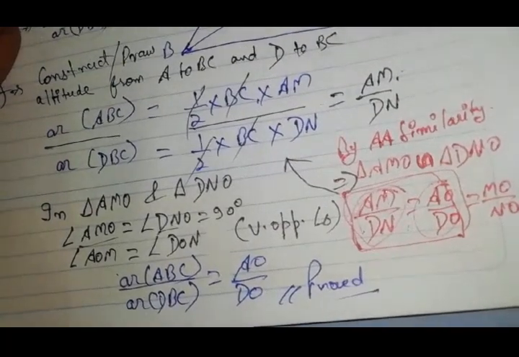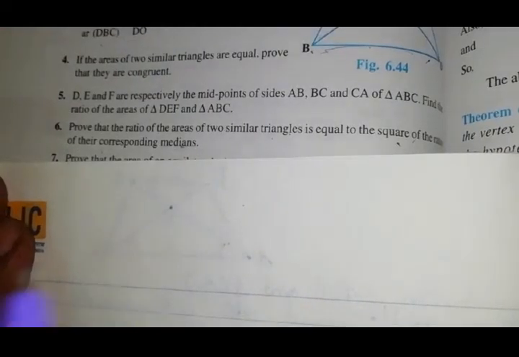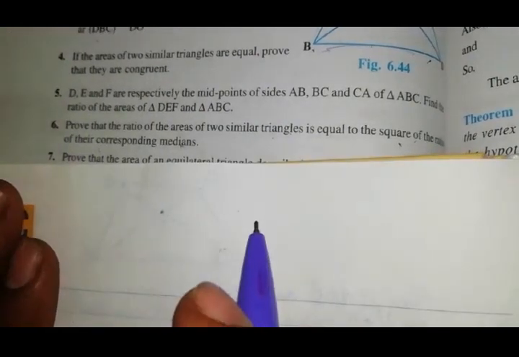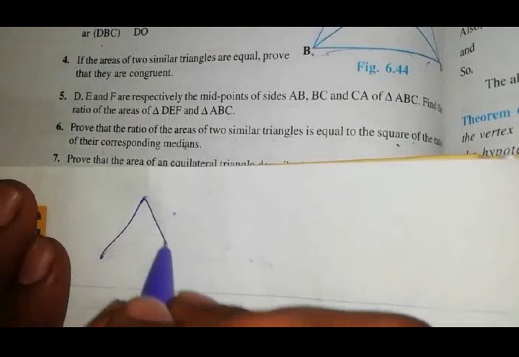Now question number 4. In this, it is given that the areas of two similar triangles are given. First of all, both the triangles are similar.